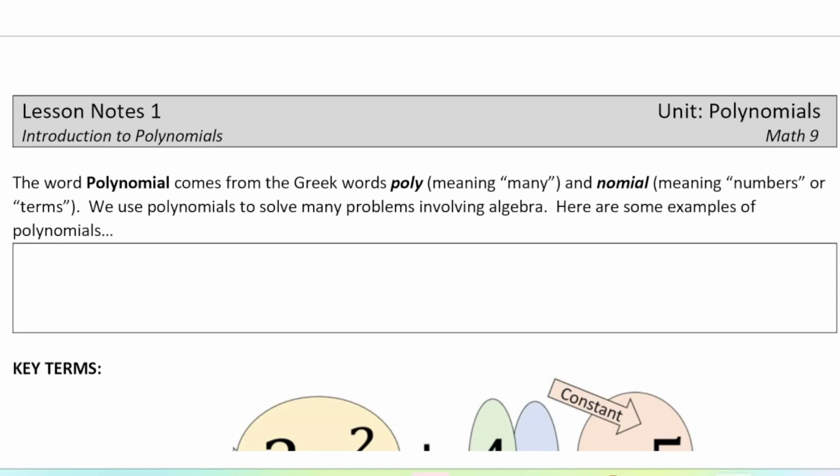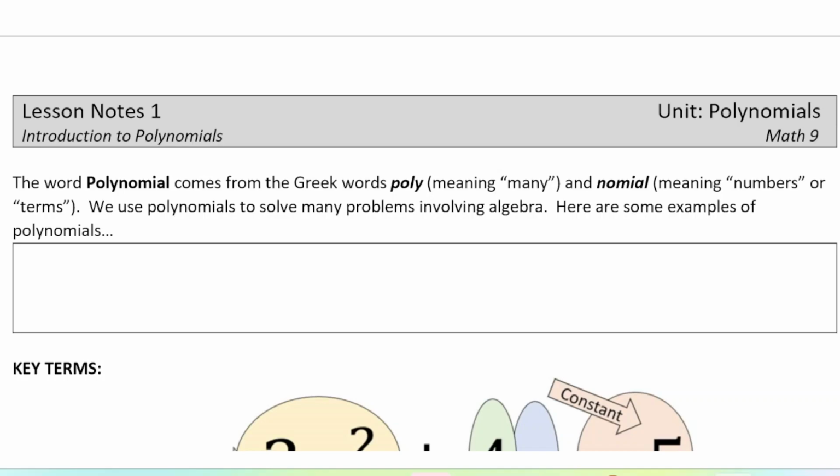Alright, so this is the introduction lesson to the polynomials unit in Math 9. This lesson is intended for students who've never encountered polynomials before, and we're going to learn quite a few terms and learn how to represent polynomials in different ways and how we might use them to solve some problems.